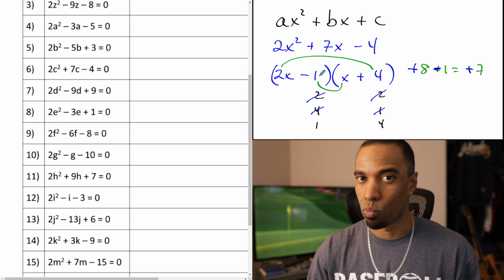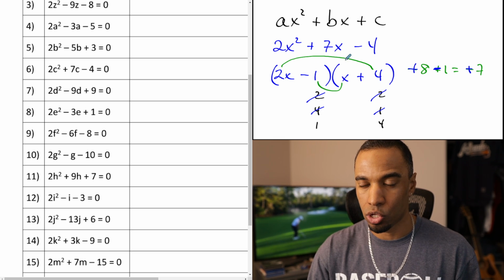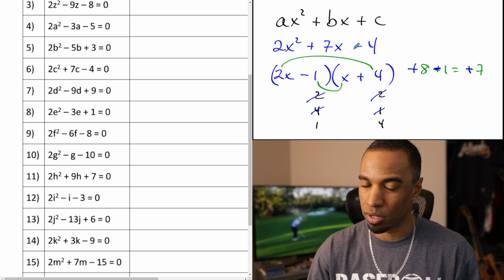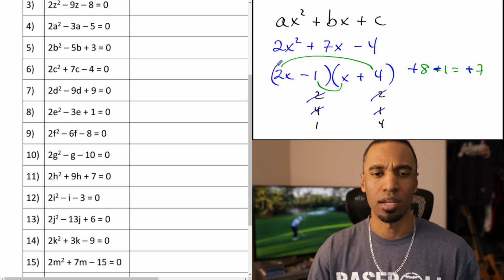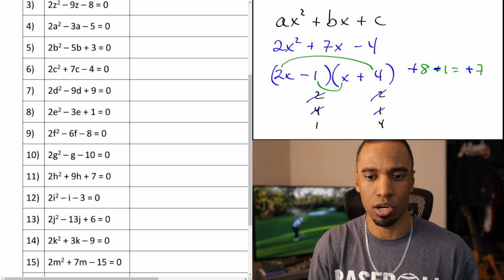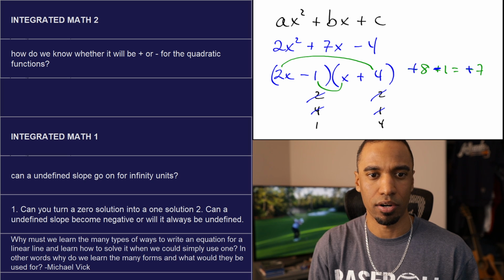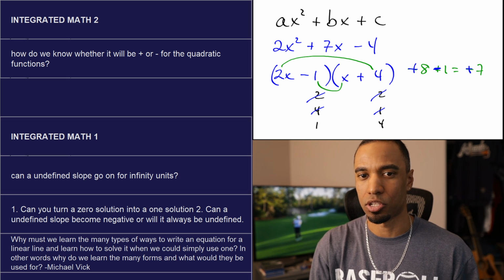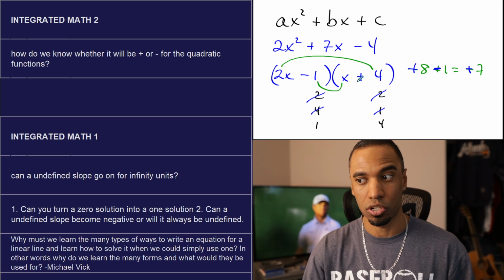I didn't know which place the plus and minus would go, but I knew it needed to multiply to make a negative number. So I need a positive times a negative to do that. So to answer your question one more time, or to finally nail it in, what you're asking me here is, how do we know whether it will be plus or minus for the quadratic functions? I'm guessing you're talking about these.